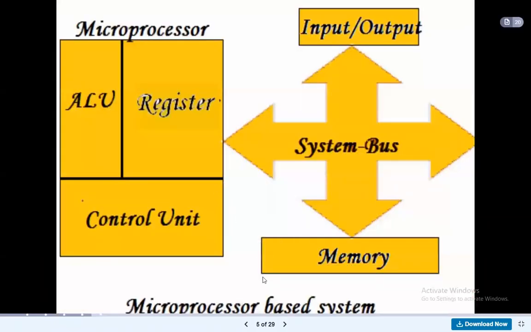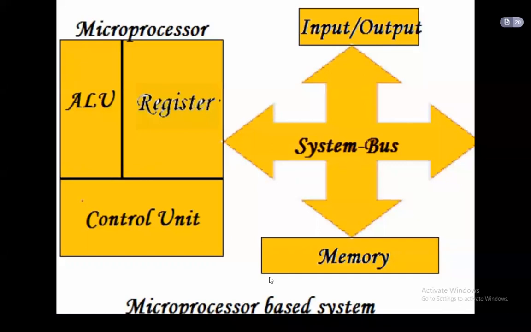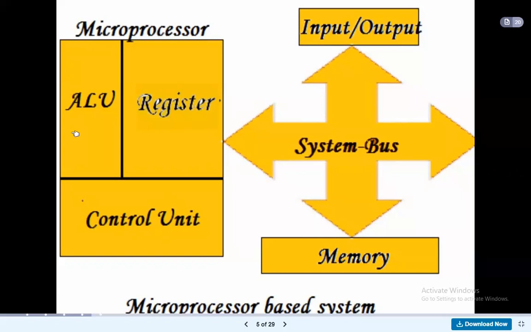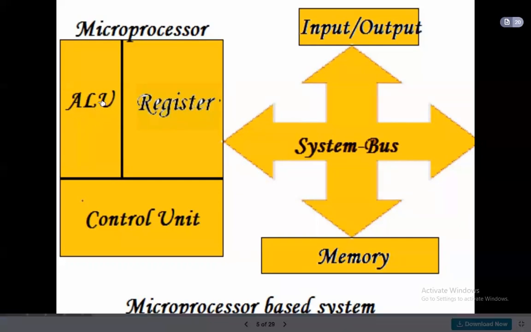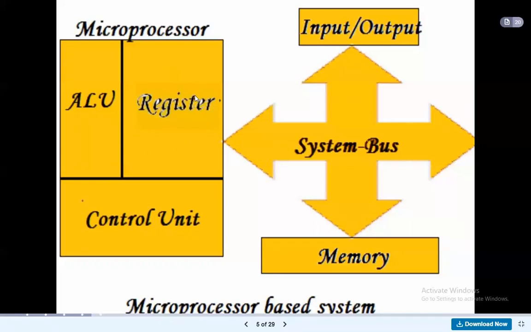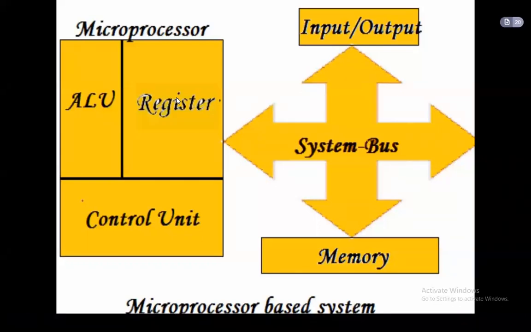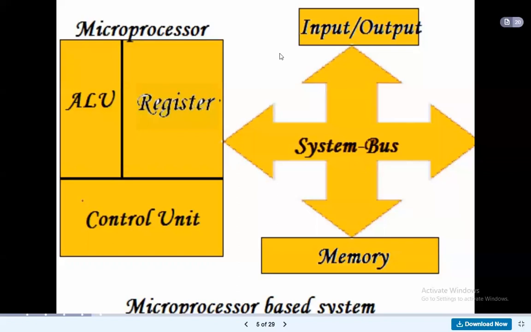So next, in the microprocessor there are mainly three parts. One is the ALU, the arithmetic logical unit. We say that ALU is an arithmetic and logical unit. And the second one is the register. What is the main thing of registers? The registers we use for storage of data. So for the storage of data we are using a register. And the third portion is the control unit.